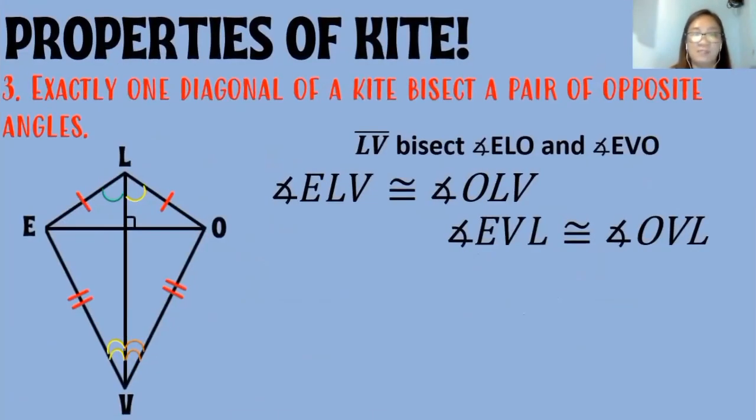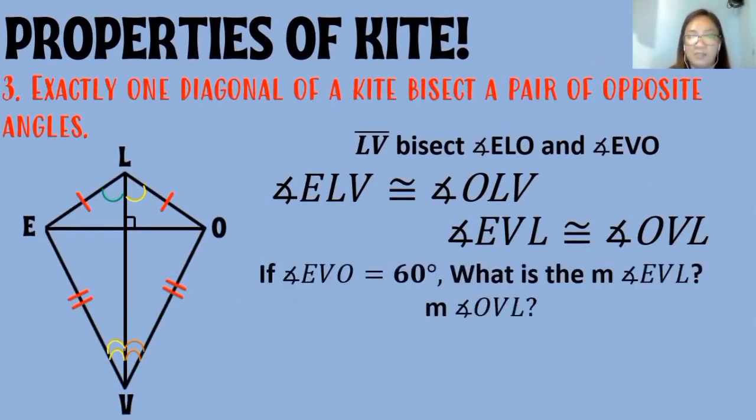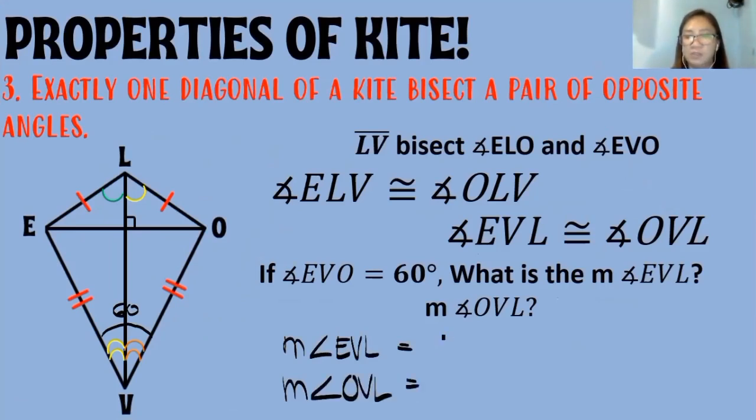Next example, still on property number 3. If EVO is 60 degrees, label that. This angle measures 60 degrees. What is the measurement of angle EVL, the one marked with a yellow arc? Since the whole angle measures 60, both EVL and OVL measure 30 degrees. Just divide 60 by 2 and you'll get the measurement of angles EVL and OVL.